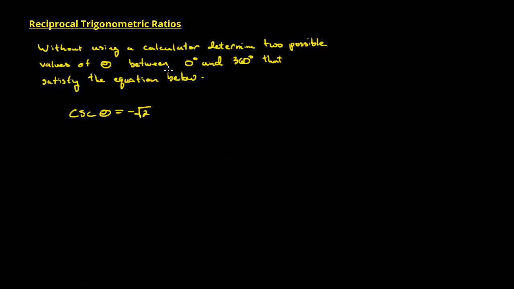Here we're told, without using a calculator, determine two possible values of theta between 0 degrees and 360 degrees that satisfy the equation below. And the equation that we're given is cosecant of theta is equal to minus root 2. So recall that cosecant of theta is the reciprocal of sine theta, the reciprocal of the sine ratio. So we're going to rewrite cosecant of theta as 1 over sine theta, and that's equal to minus root 2.